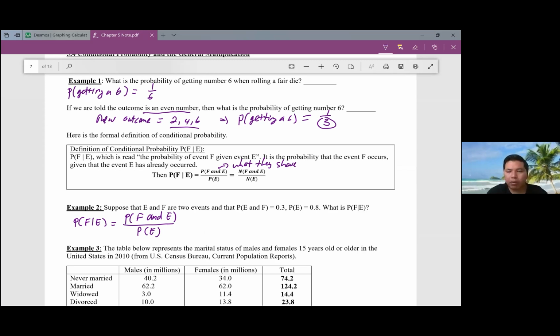So now we're looking at what they give us. They give us P of E and F, so that's good to go. So you have 0.3, and P of E alone is just 0.8, and then we divide those together, and there we go. So now we have 0.375. And we know it's still good because the final answer is still less than 1 and more than 0. So we know we're on the right track.